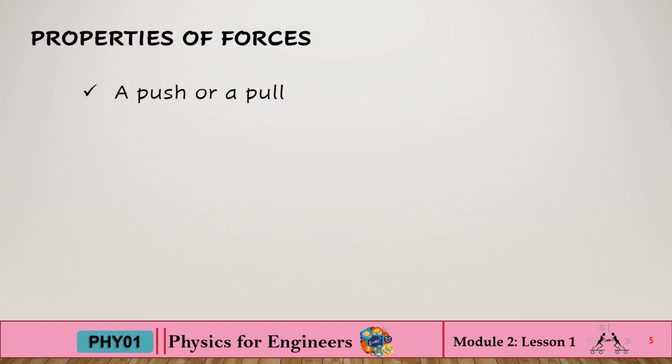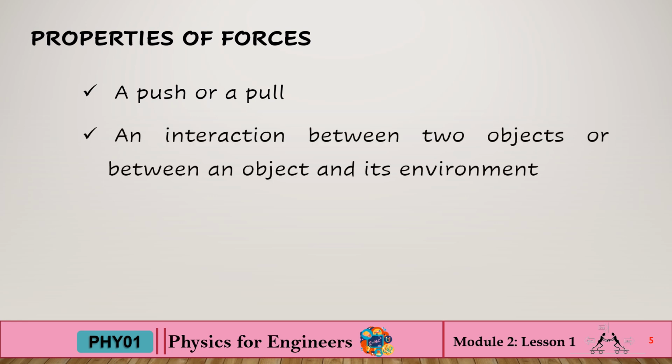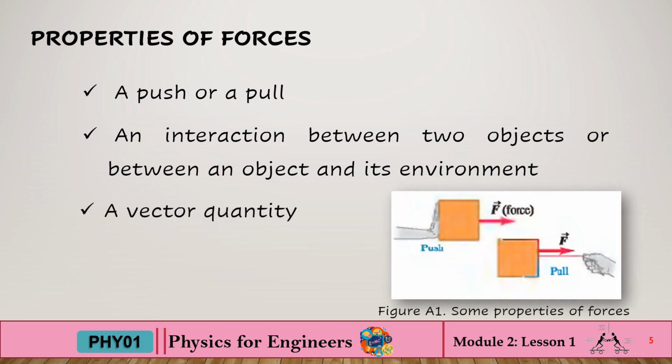In summary, a force or forces are pulls or pushes. A force is an interaction between two objects or between an object and its environment, and technically, a force is a vector quantity. That's why we always refer to the force as the one exerted by a body on a second body. As shown in figure A, force is a vector quantity. That is, you can push or pull a body in different directions.